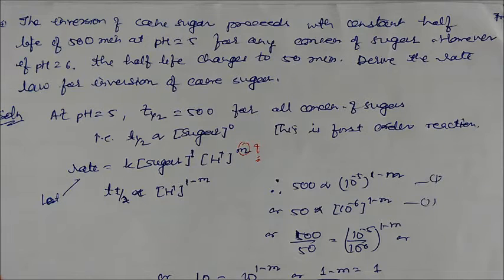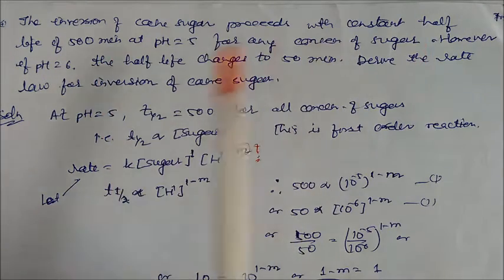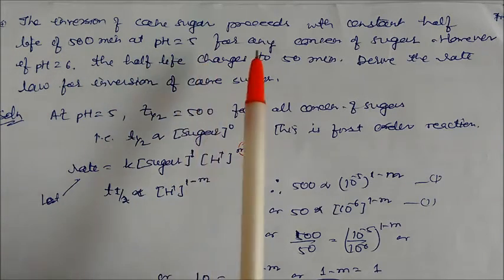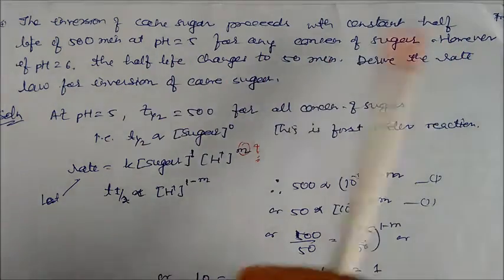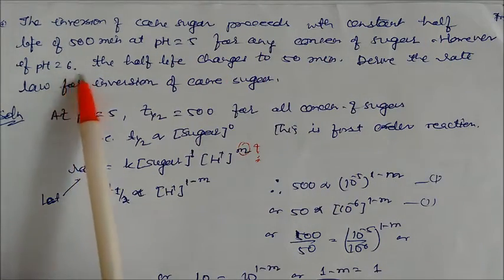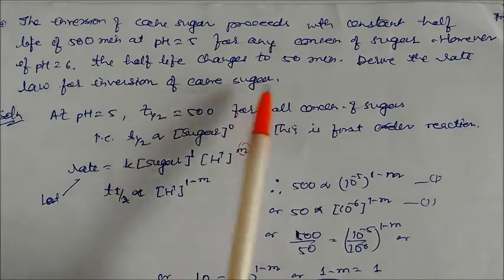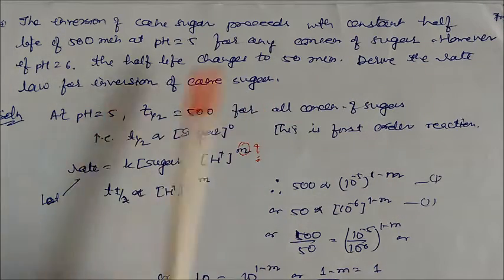We will see one more solved numerical on the inversion of cane sugar. The inversion of cane sugar proceeds with a constant half-life of 500 minutes at pH equal to 5, and for any concentration of sugar. However, if you take pH equal to 6, the half-life changes to 50 minutes. So derive the rate law for the inversion of cane sugar. We have to derive the rate law.